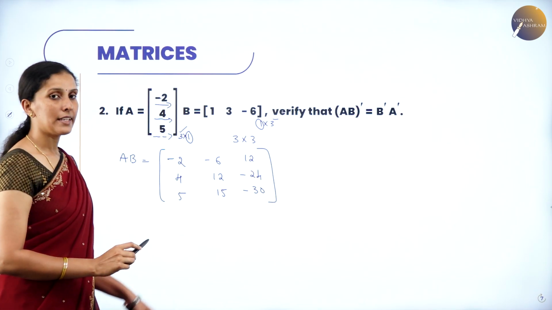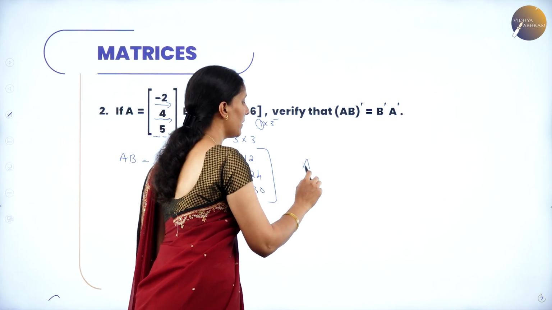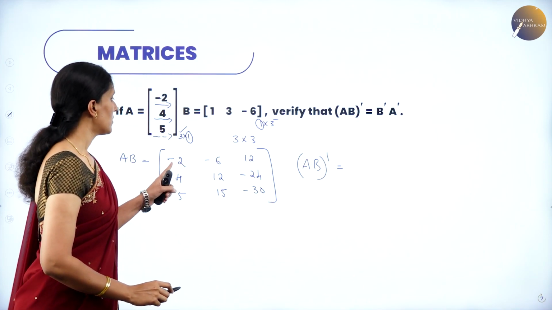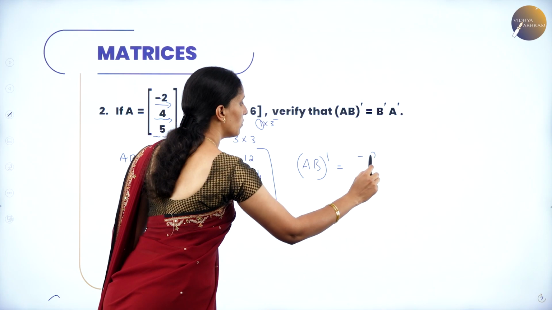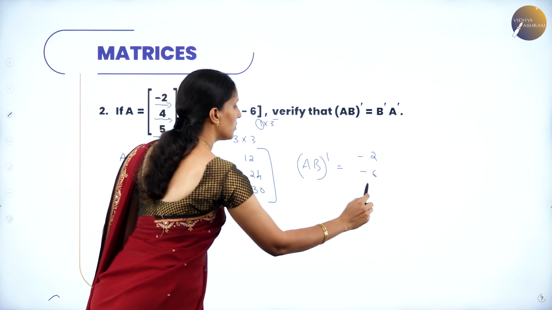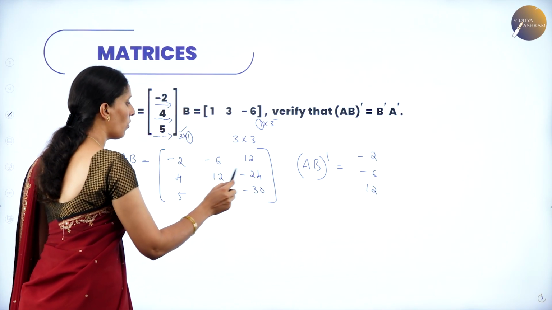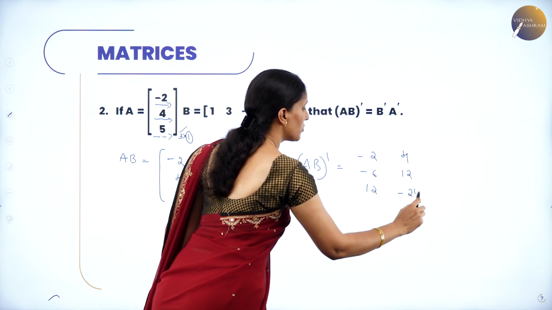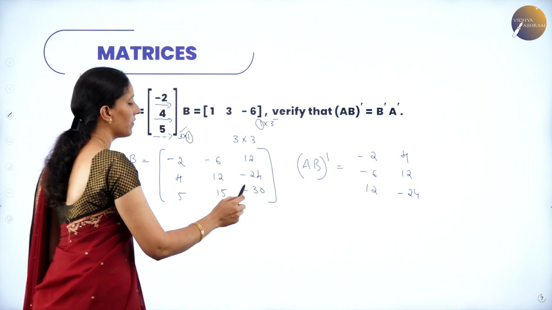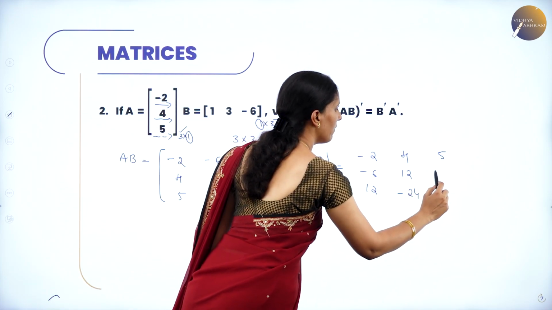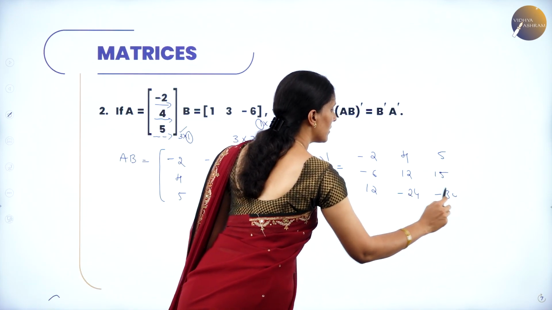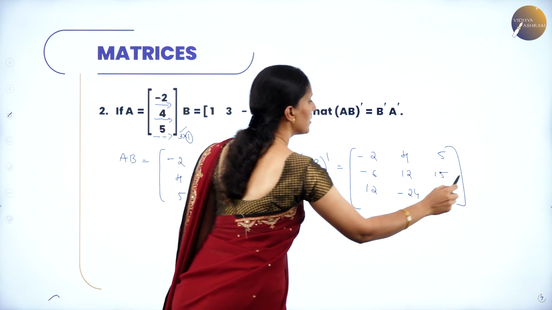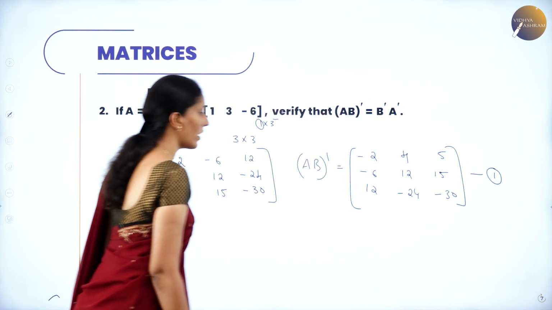So if this is AB, let's take AB whole transpose. What happens? We have minus 2, minus 6 and 12. And here we have 4, 12, minus 24. Next 5, 15, minus 30. So now this is AB whole transpose. Let me take it as equation 1.